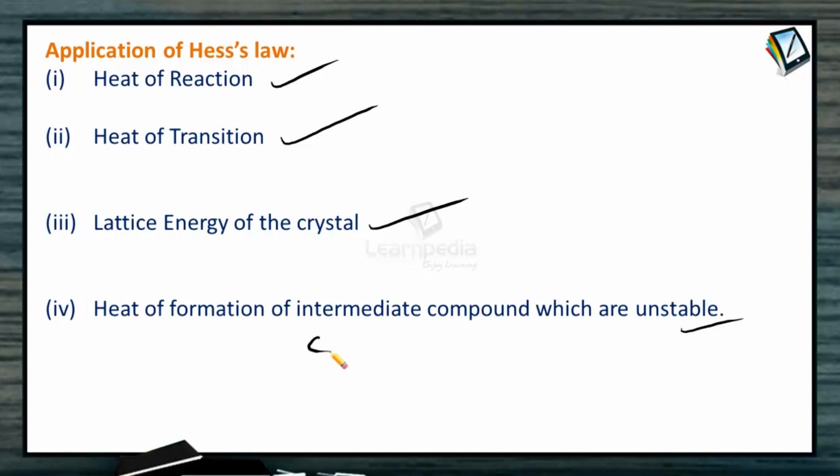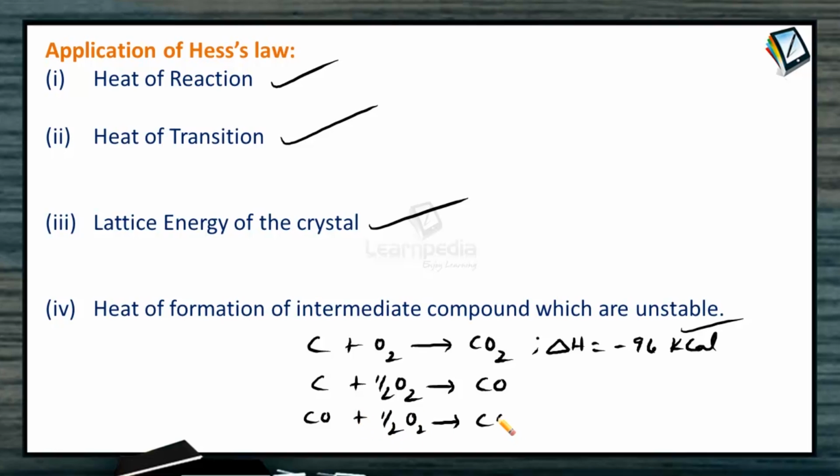If you can recollect, when carbon is converted into carbon dioxide directly in one step, the enthalpy change is minus 94 kilocalories. And when carbon is converted into carbon monoxide, and then carbon monoxide is converted into carbon dioxide, we have two different steps. Suppose you want to calculate the enthalpy change for carbon converting into carbon monoxide, or the heat of formation of carbon monoxide. We can calculate it from these two values, because we know how to calculate the combustion of carbon monoxide, which is 67.6 kilocalories. It is not always possible to directly measure the formation of carbon monoxide, because when carbon is burnt in a limited amount of oxygen we get carbon monoxide, but there is every chance of formation of carbon dioxide.